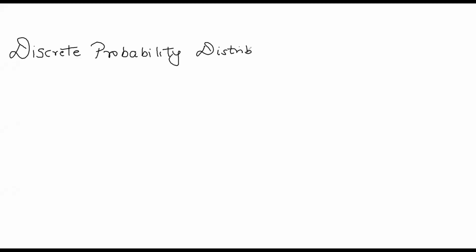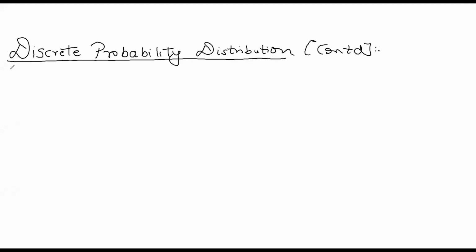Okay, we are continuing now with discrete random variables, discrete probability distribution. We are continuing with this and we are doing practice question 4.